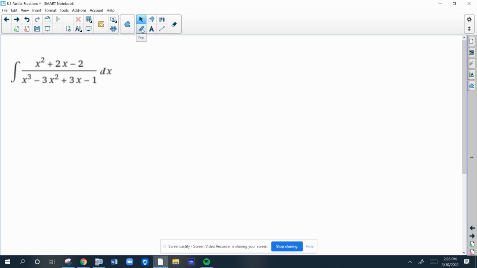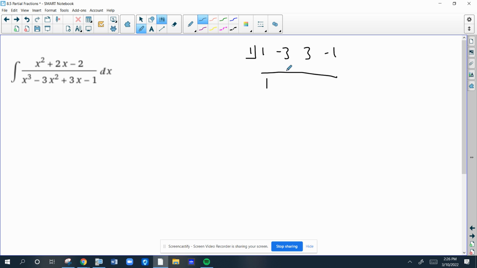To get the other factors, I'm going to actually run it through the division. I know 1 is going to work: 1, negative 3, 3, negative 1. This will help me find the other factors. Bring down the 1, multiply 1 times 1 is 1, add, you get negative 2. Multiply 1 times the negative 2, add, you get 1. Multiply 1 times 1, which is 1, add, you get 0. That confirmed that 1 is a zero and x minus 1 is a factor.